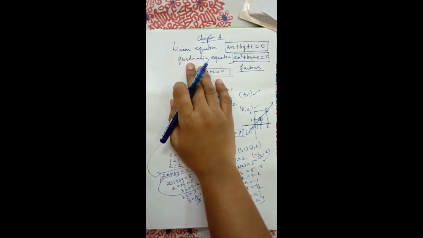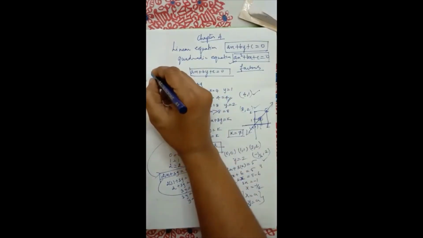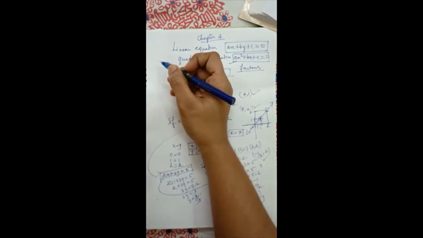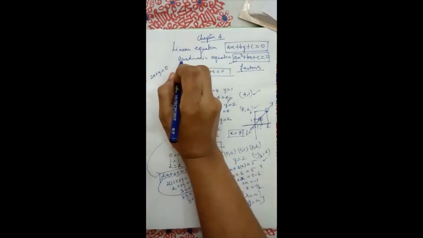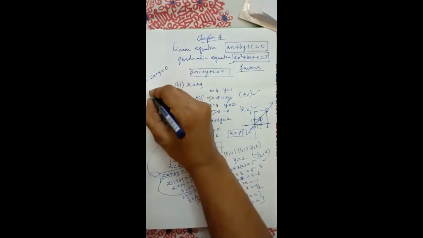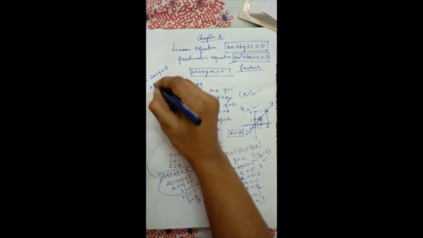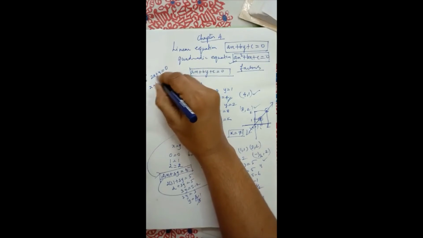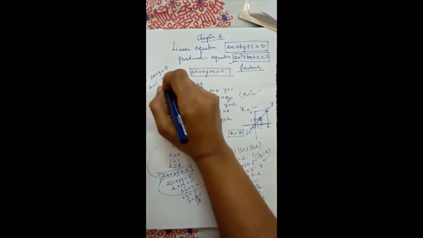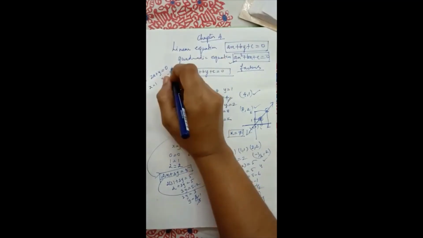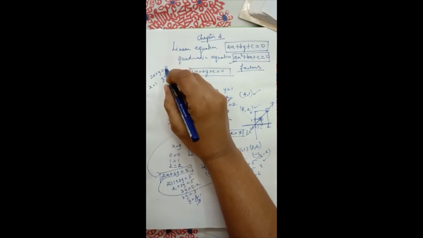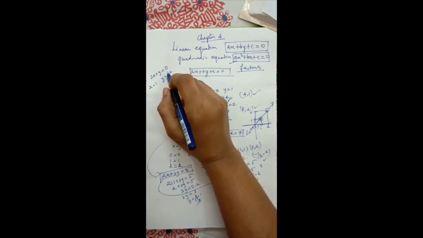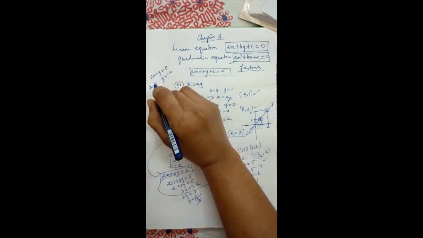Is it clear, students? Then one more question, students, listen. For example, take the equation 2x plus y equal to 0. Take this solution: x is equal to 1, y equal to minus 2. Now I ask you a question. Is x equal to 1, y equal to minus 2 a solution of this linear equation? You have to check it.